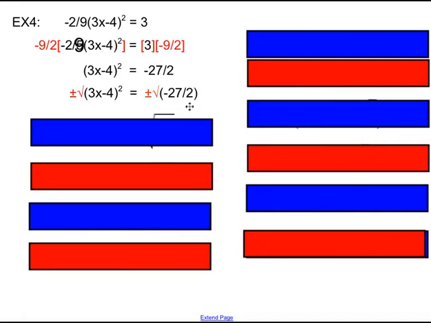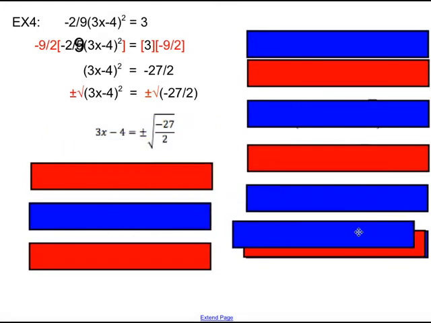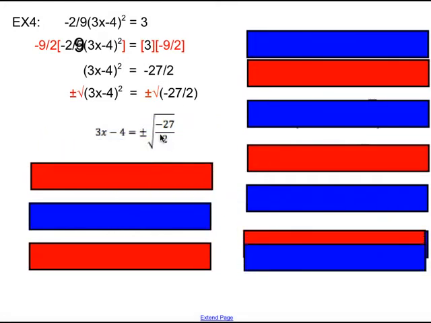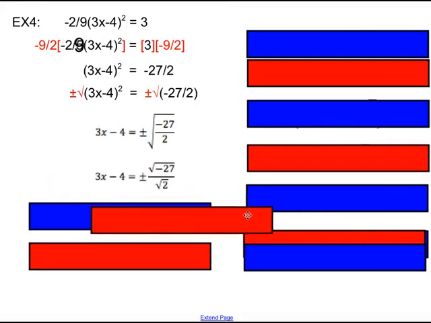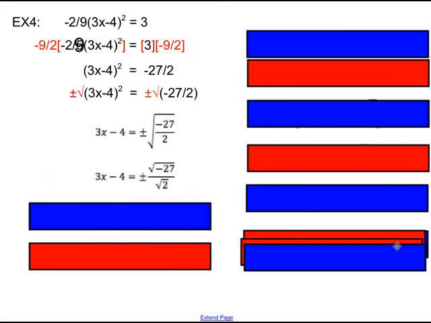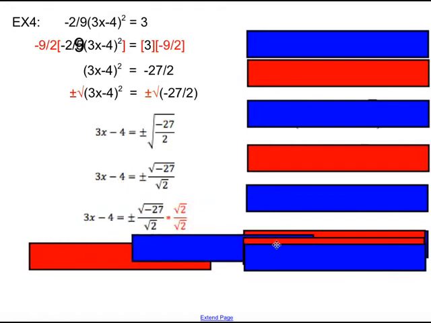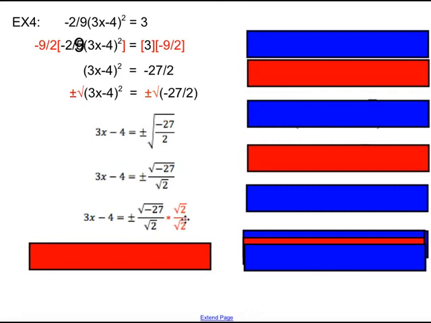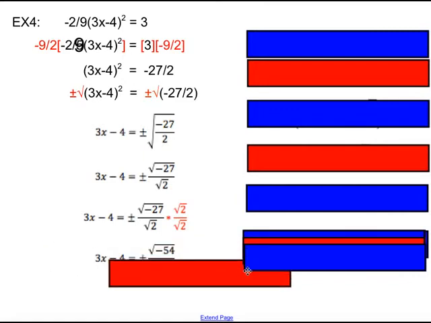To square root a negative 27 halves, we bring it out as an i in front, and we're going to simplify that. So in order to do that, I'm going to rewrite it. I'm going to separate it by rationalizing my numerator and my denominator by 2, the square root of 2. Square root of negative 27 times 2 is negative 54. Square root of 2 times square root of 2 is square root of 4, which is just 2.